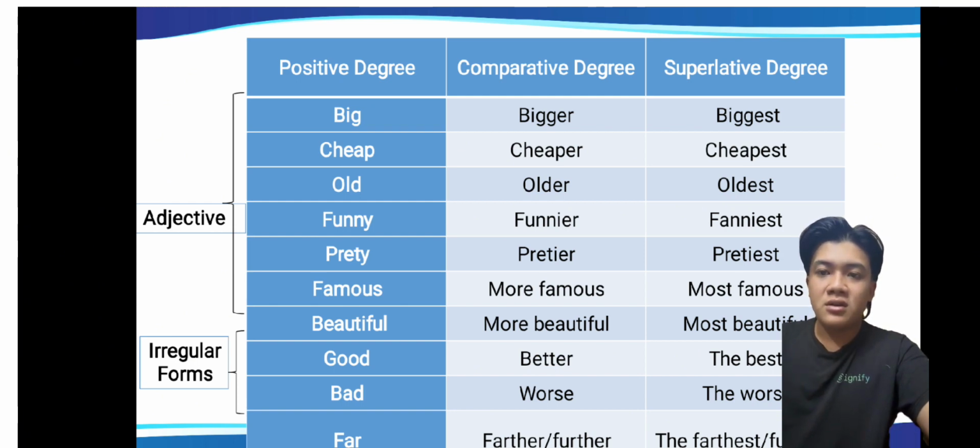Irregular forms. Good, better, the best. Bad, worse, the worst. Far, farther or further, the farthest or furthest.